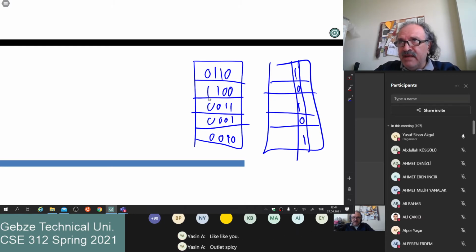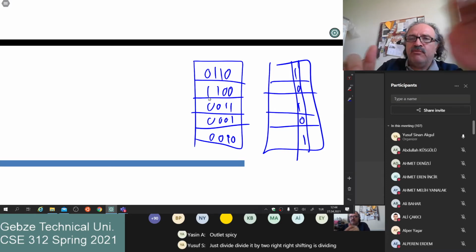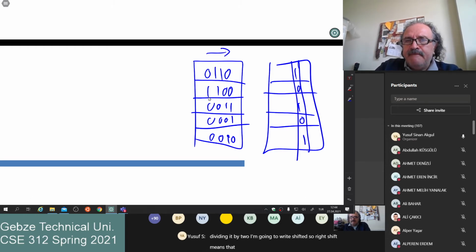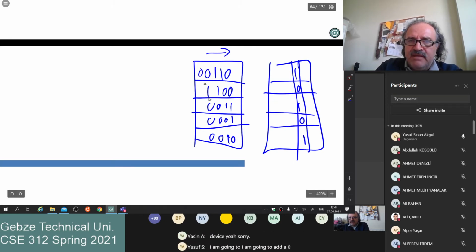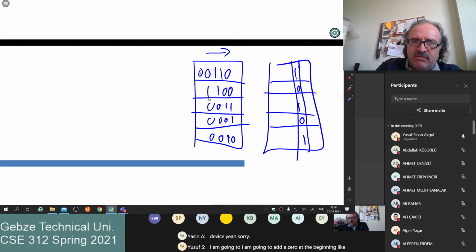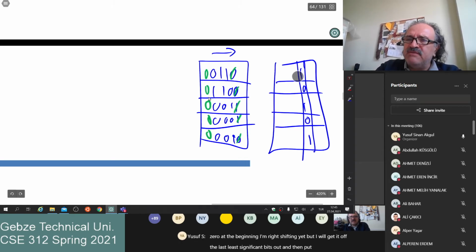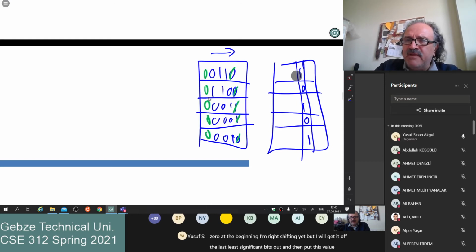Just divide it by 2, right? Right shifting is dividing it by 2. I am going to right shift it. So right shift means that I am going to add a 0 at the beginning. Let me use a different color, green. Okay, add a 0 at the beginning. I am right shifting it, but I will get rid of the last, least significant bit, and then put this value, the R bit, at the beginning.